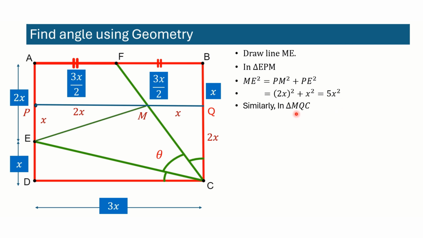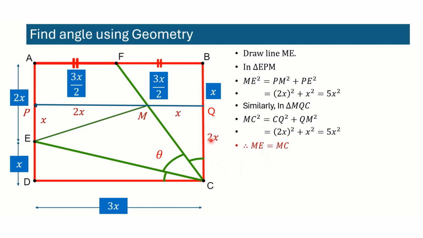Similarly, if you consider triangle MQC, this is also a right angle triangle because this angle is 90 degrees. So we can apply Pythagoras theorem. This is the hypotenuse, so hypotenuse square equals CQ square plus QM square. CQ is 2x, so 2x whole square plus x square is equal to 5x square. So this means MC is equal to root 5 x. So ME and MC are equal.